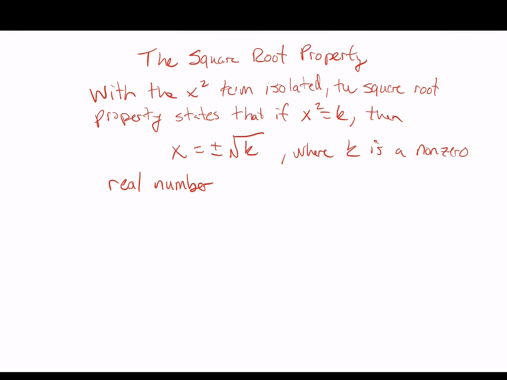Let's now consider the square root property. If we have the x squared term isolated in a quadratic equation, the square root property says that if x squared is equal to some non-zero real number k, then x must be equal to plus or minus the square root of k. Let's try an example.